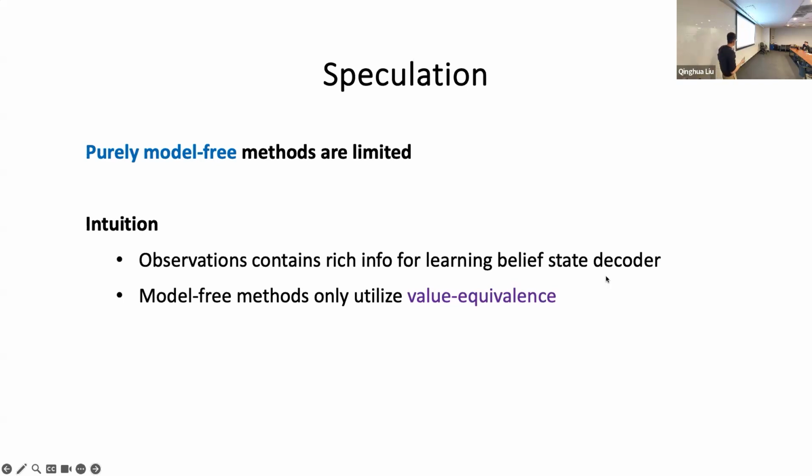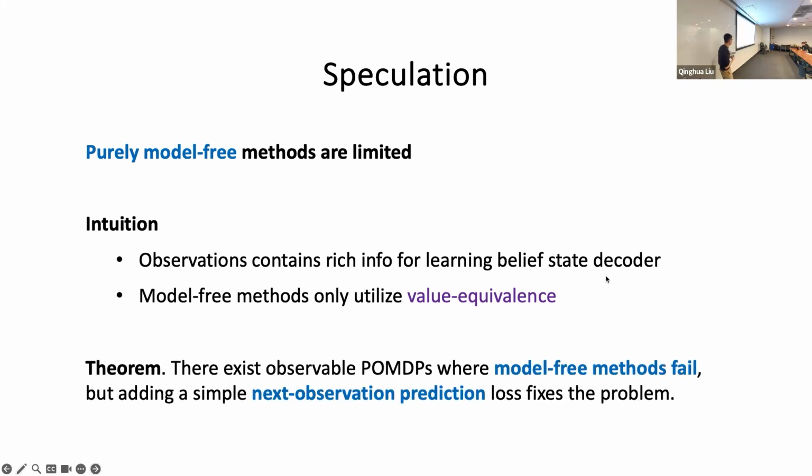However, those purely model-free methods are mostly focused on learning the value equivalence, the reward equivalence. They are not utilizing this information to the best extent. So this might cause some efficiency issues in learning partially observable problems. And in theory, we can show there exist some toy observable POMDPs where model-free methods trivially fail. But if you add just a simple next observation prediction loss, it can fix the problem.